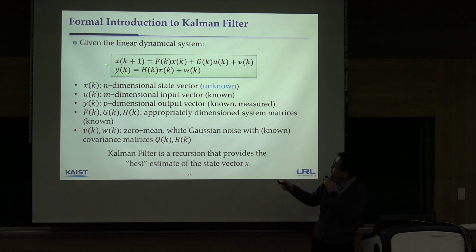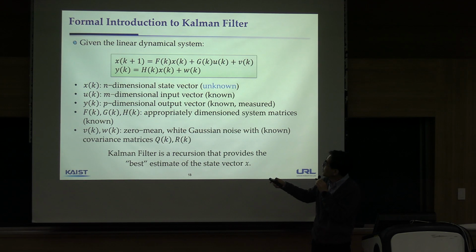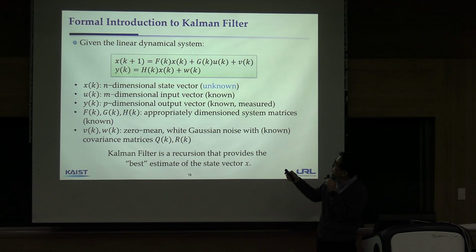So formally, we can have the Kalman filter for these systems. This is a dynamical system: Xk plus 1 is equal to Fx plus Gu plus V. V is the process noise. Y is equal to Hx plus W. Y is the measurement, and W is the measurement noise. H is the measurement matrix. F is the process matrix or system matrix. G is also a matrix, multiplied with Uk. Uk is the control input.